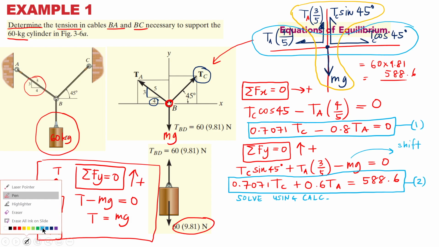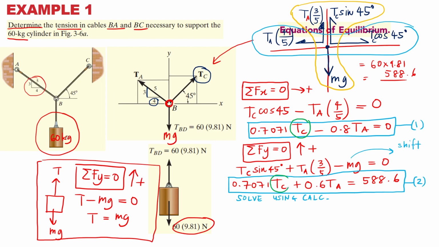One thing that I make sure when I'm punching my calculator: TC must be at the front, TA must be at the back. So this one is basically C. Solving using the calculator is going to yield you the answer. The answer should be X and Y. X is representing TC, Y is representing TA. Find the value. Punch in your calculator properly.